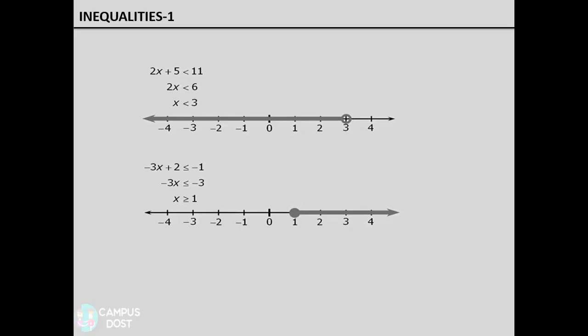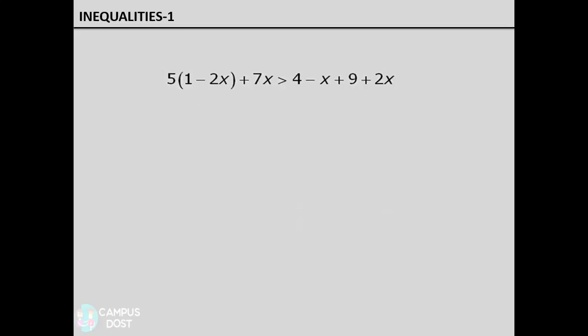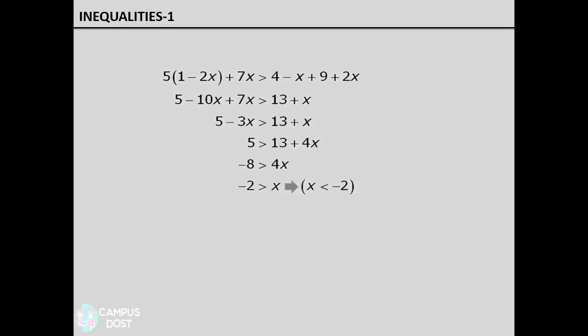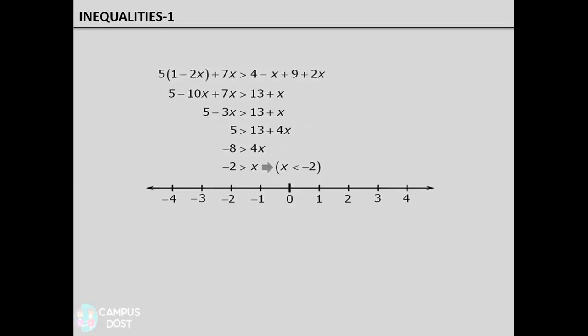To solve this next inequality, we'll first expand the left-hand side, and then simplify the right-hand side. Then we'll simplify the left-hand side. And then we'll add 3x to both sides, and from here we can subtract 13 from both sides, and then divide both sides by 4 to get negative 2 is greater than x. Or we can say that x is less than negative 2. To show this on the number line, we'll draw a circle around negative 2 and then draw an arrow to the left. So any point on the blue line here will be a solution to the original inequality.